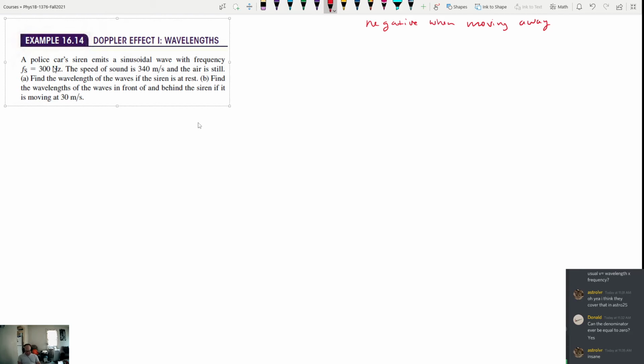A police's car. How much time do I have left? I want to do all of these. Some of them are kind of easy. Okay, I think we have enough time.